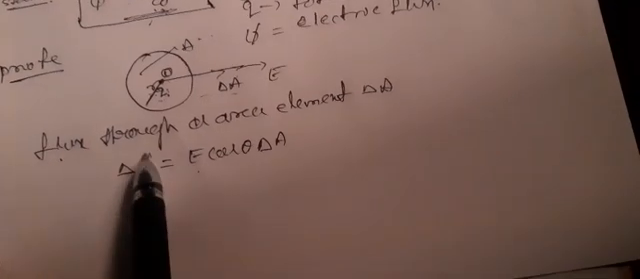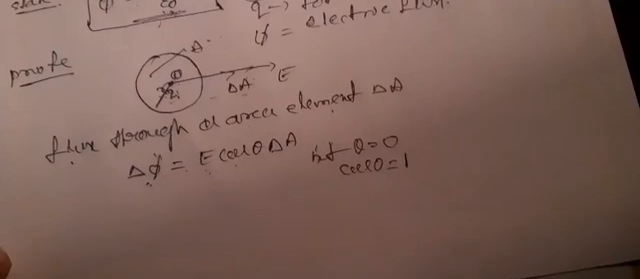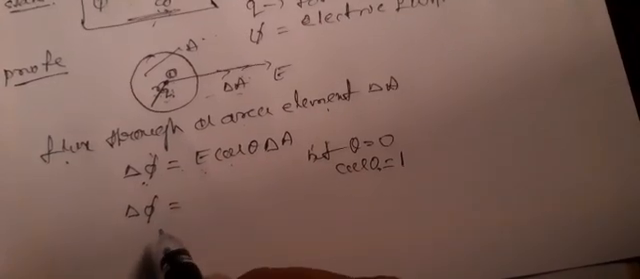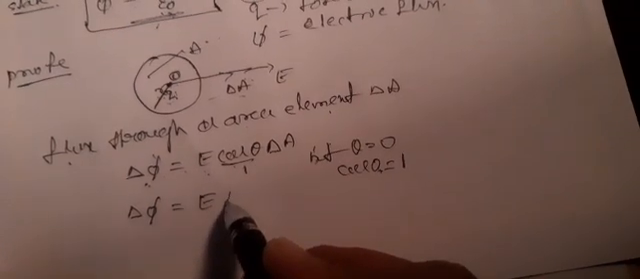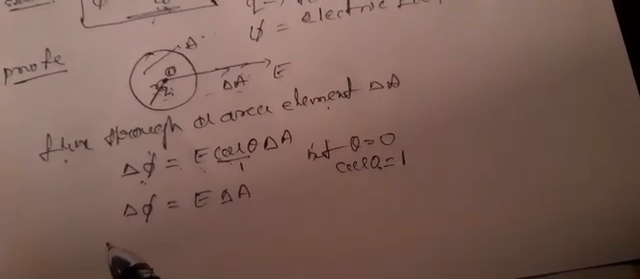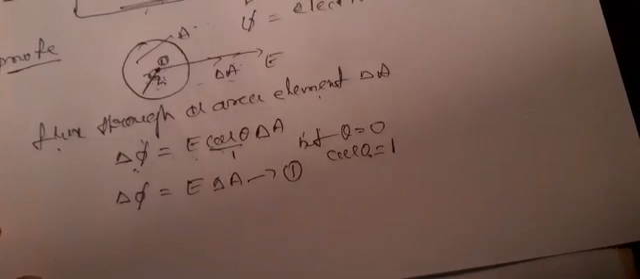The flux through the area element delta A is given by delta phi equals E cos theta delta A. But the direction of the electric field line is horizontal, so the angle theta is 0, and cos 0 is 1. Substitute this value in the above equation: delta phi is equal to E into delta A. That is equation number 1.